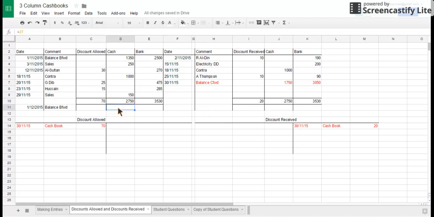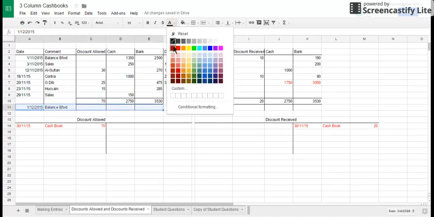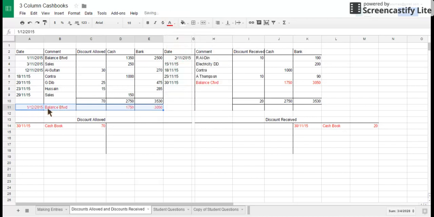And then what we need to do is to put the balances brought forward in for the 1st of December 2015, and the balances brought forward are 1,750 and 3,050. Okay, so it's straightforward, it's very similar to what you did with the two-column cash book. The bit that you've got to remember, the discount allowed and the discount received. We do not balance off the discounts allowed or the discounts received.